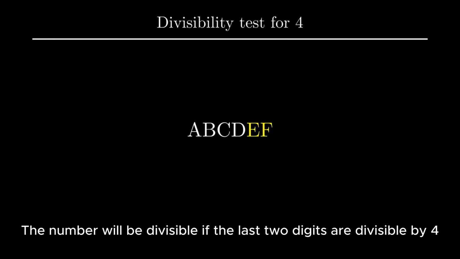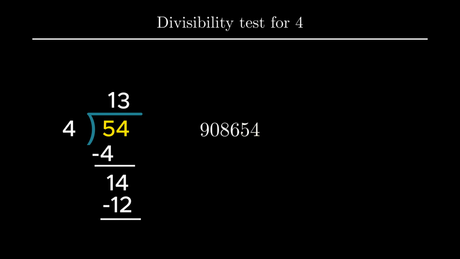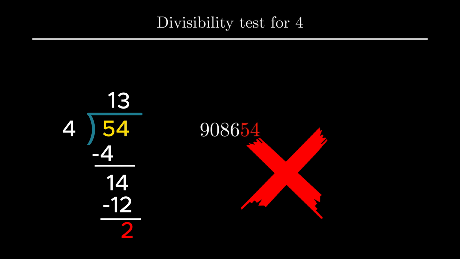Now let's understand the divisibility test for number 4. To check this, just inspect the last two digits of a number. If these two digits are divisible by 4, then the given number is also divisible by 4. Let's see an example. Consider a number as 9,08,654. The last two digits of this number is 54. Since 54 is not divisible by 4, so the given number, that is 9,08,654, is also not divisible by 4.